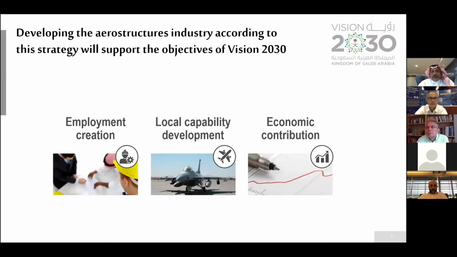So developing aerostructure parts is a strategy that will support Vision 2030 and will create employment, local capability development, which is very much needed in the Kingdom to manufacture composite parts, and also economic contribution. It will definitely contribute to the GDP. So this is kind of the factory's goal and projection.